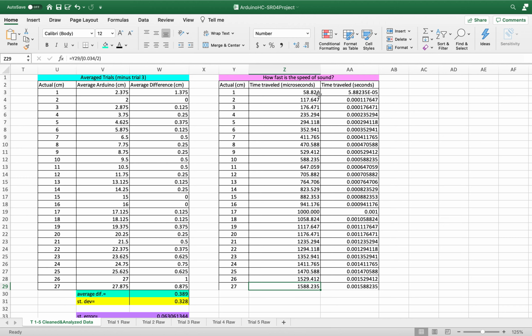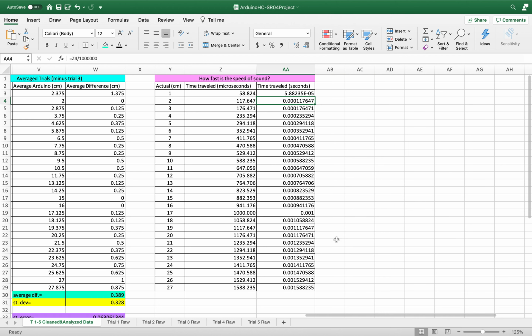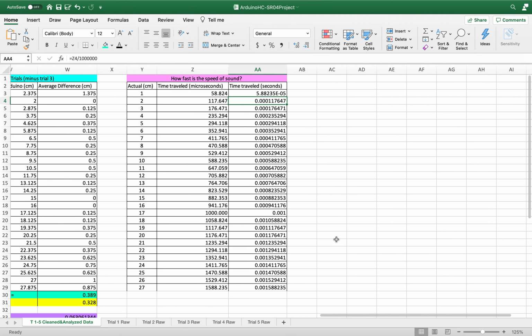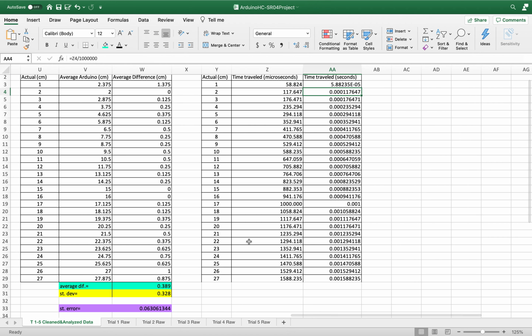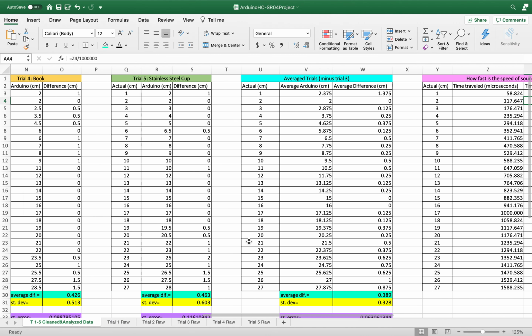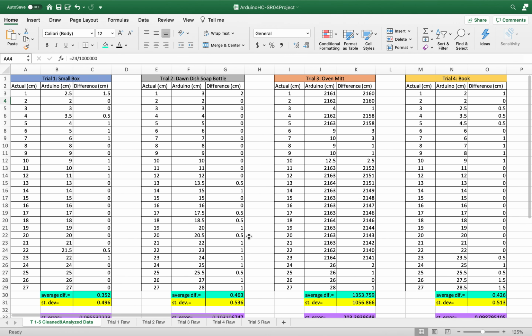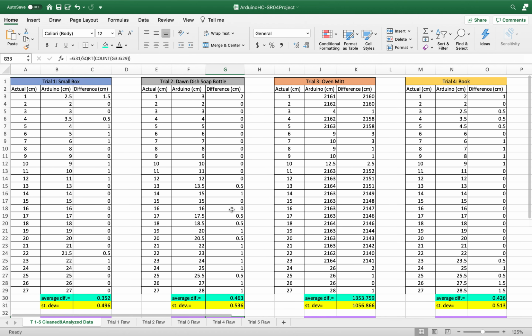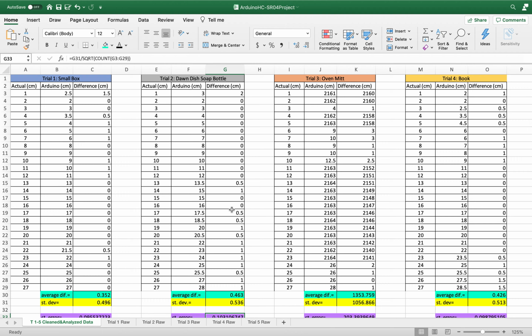And then I converted that to seconds. There's 1 million microseconds in 1 second, so basically just converted that. And that's also a super cool thing that I think that high schoolers would find really interesting, just to see how fast time actually does travel. But yeah, that is pretty much it for how we're going to analyze data here for our HC-SR04 ultrasonic sensor.